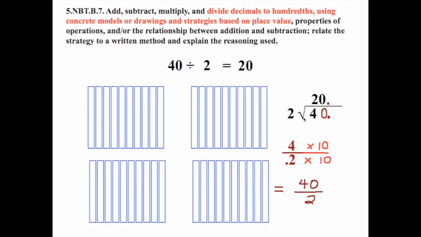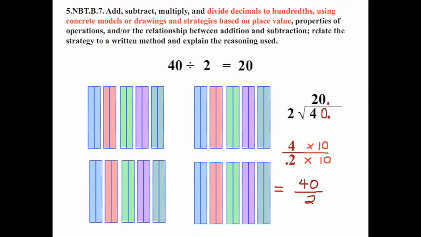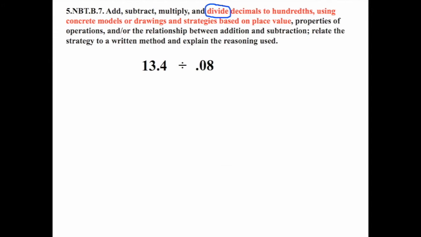But as far as the model, 40 over 2 is a little bit different than what we had earlier, because now we have 40, so we'll represent those with 40 of these little rods. Okay, so we got 40 of those, but we want to know how many sets of 2 there are. So there they are, and count them up, we get 20. But it's a little bit different because now the question was how many 2s are there in 40?